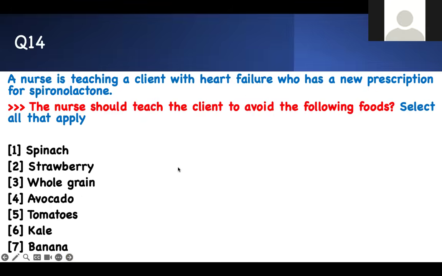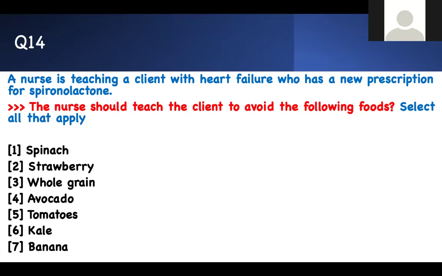This is the same thing. A nurse is teaching a client with heart failure who has a new prescription for what? Spironolactone. The nurse should teach the client to avoid the following food. Select all that apply. Spironolactone is potassium sparing. Therefore, if it's potassium sparing, I should not take any potassium. So teach me to avoid what? Spinach, strawberry, whole grain, avocado, tomatoes, kale, and banana.